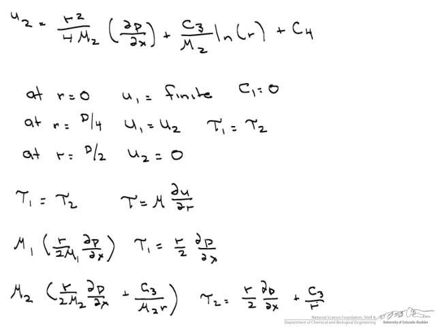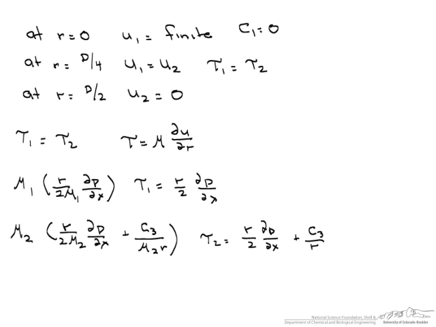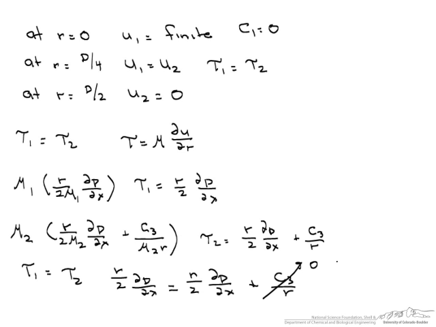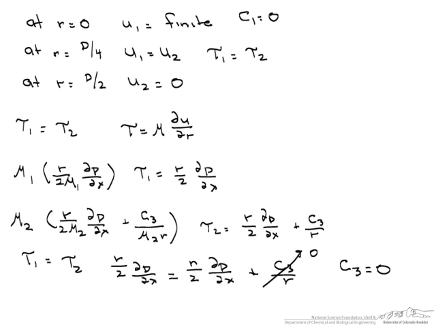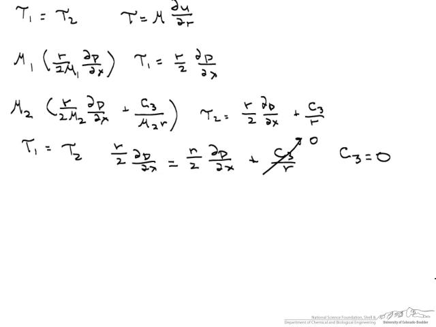And again, we can rewrite this that tau2 equals r over 2 dp dx plus c3 over r. And if you take a look at them, tau1 has to equal tau2. That means r over 2 dp dx, regardless of what the r is, has to equal r over 2 dp dx plus c3 over r. And the only way for that to happen is for that to be 0, so c3 equals 0. So now we've taken care of two of our constants. They're both 0, c1 and c3.